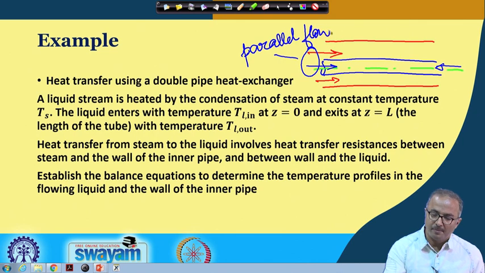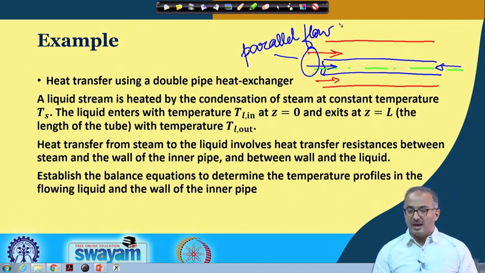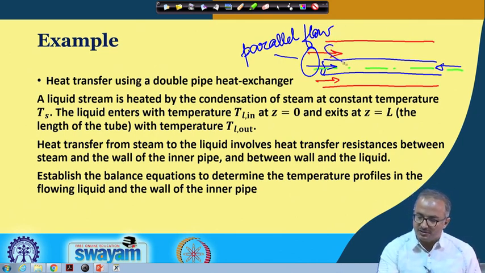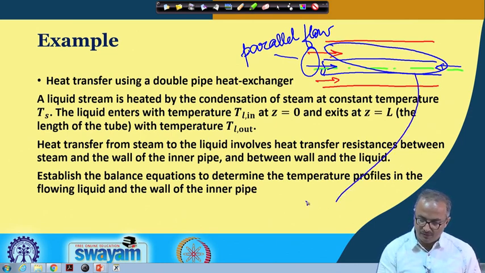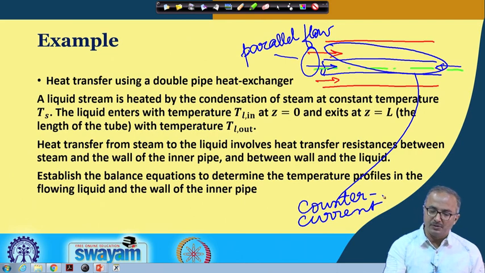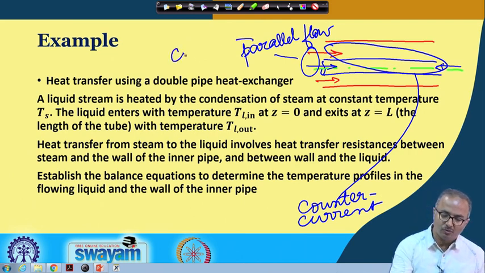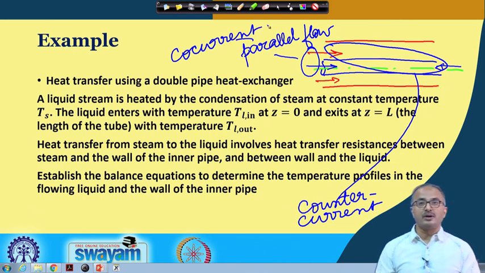This is called parallel flow heat exchanger. And in this case, if we are talking of these two, then in this case we have what we call the counter current flow. This parallel flow is also sometimes called the co-current flow. So, co-current and counter current. Of course, counter current is also parallel to these two. So, it is better to call them co-current and counter current.